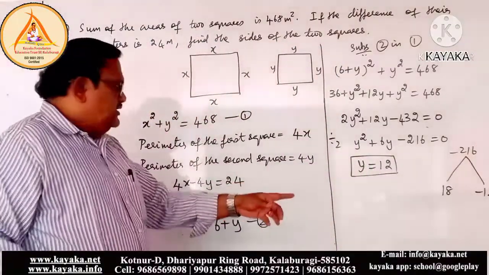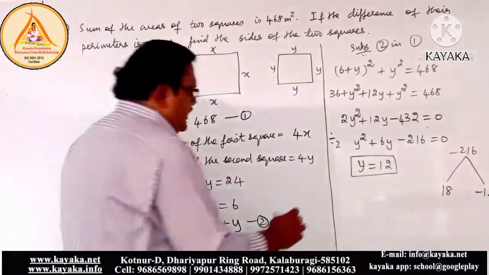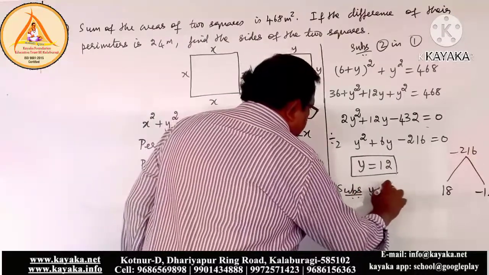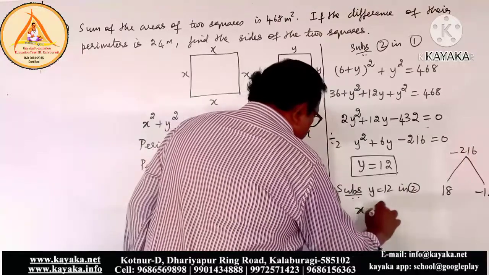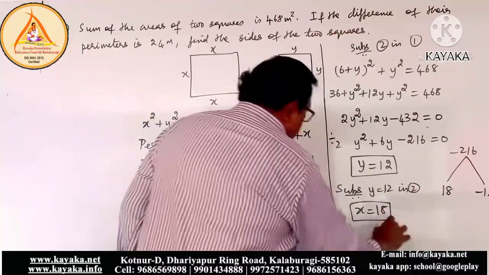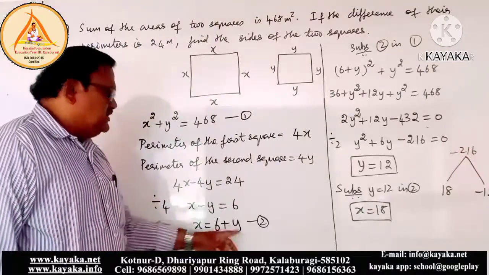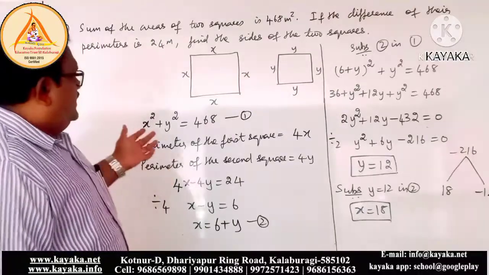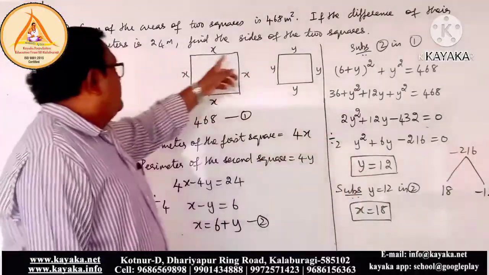Now we have to substitute y equal to 12, and we will get x will be equal to 18. Therefore, the value for x will be equal to 6 plus 12, you will get 18. Okay, dear children. Therefore, the side of the smaller square is 12 and the side of the bigger square is 18.